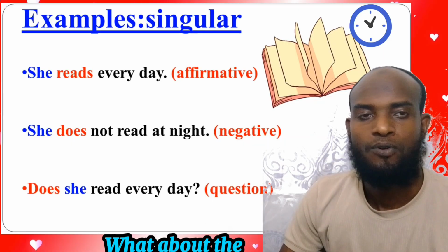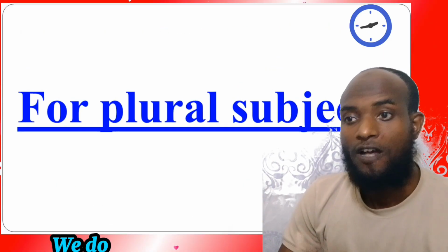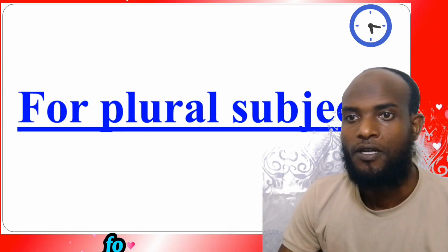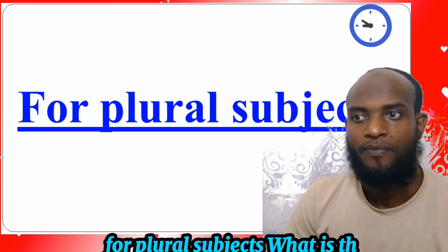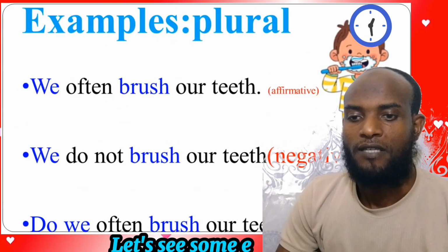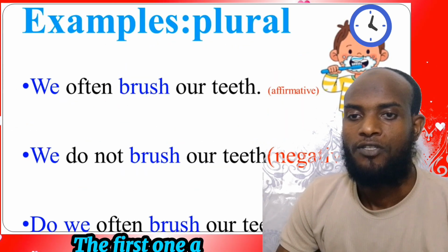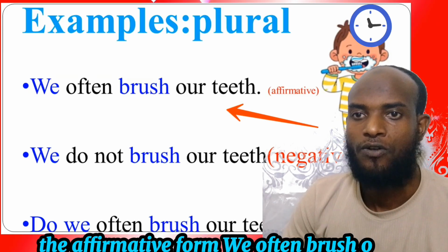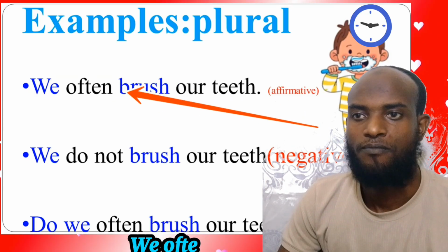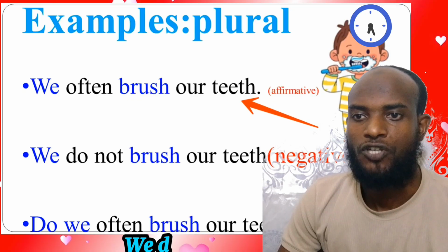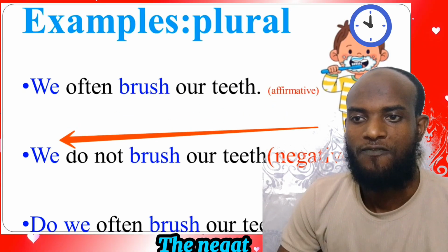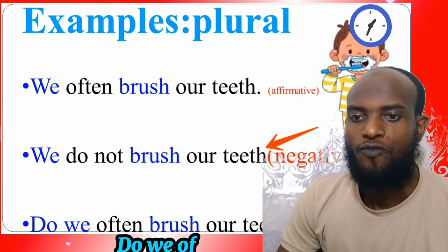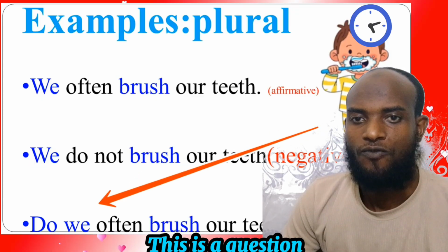Excellent. What about the plural subjects? We do have another grammatical formula for plural subjects. What is that? Let's see some examples here. The first one, as you can see, the affirmative form: we often brush our teeth. We do not brush our teeth, the negative form. Do we often brush our teeth? This is the question form.